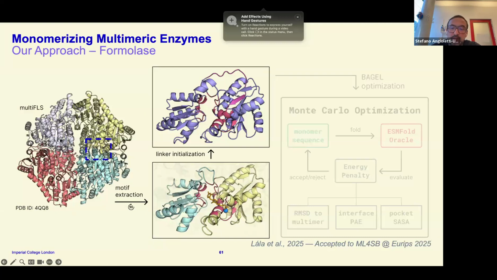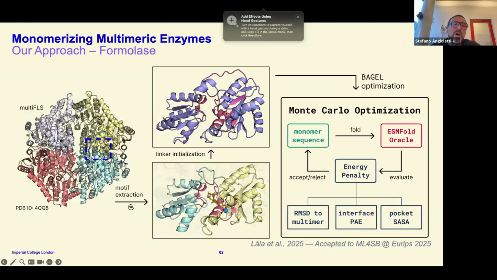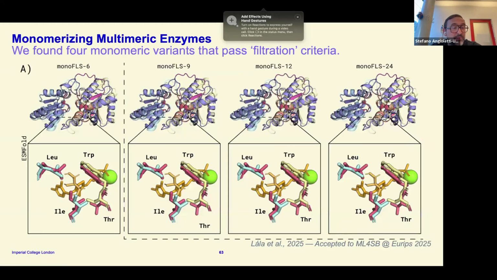How far the structure is from the tetrameric enzyme can be measured by the RMSD, the root mean square deviation from the original structure. And we use that as an energy term. So the lower the energy, the closer the sequence will fall to the original structure. And we keep on doing it. And again, we can effectively optimize a monomeric variant. These are some of the results that we had.